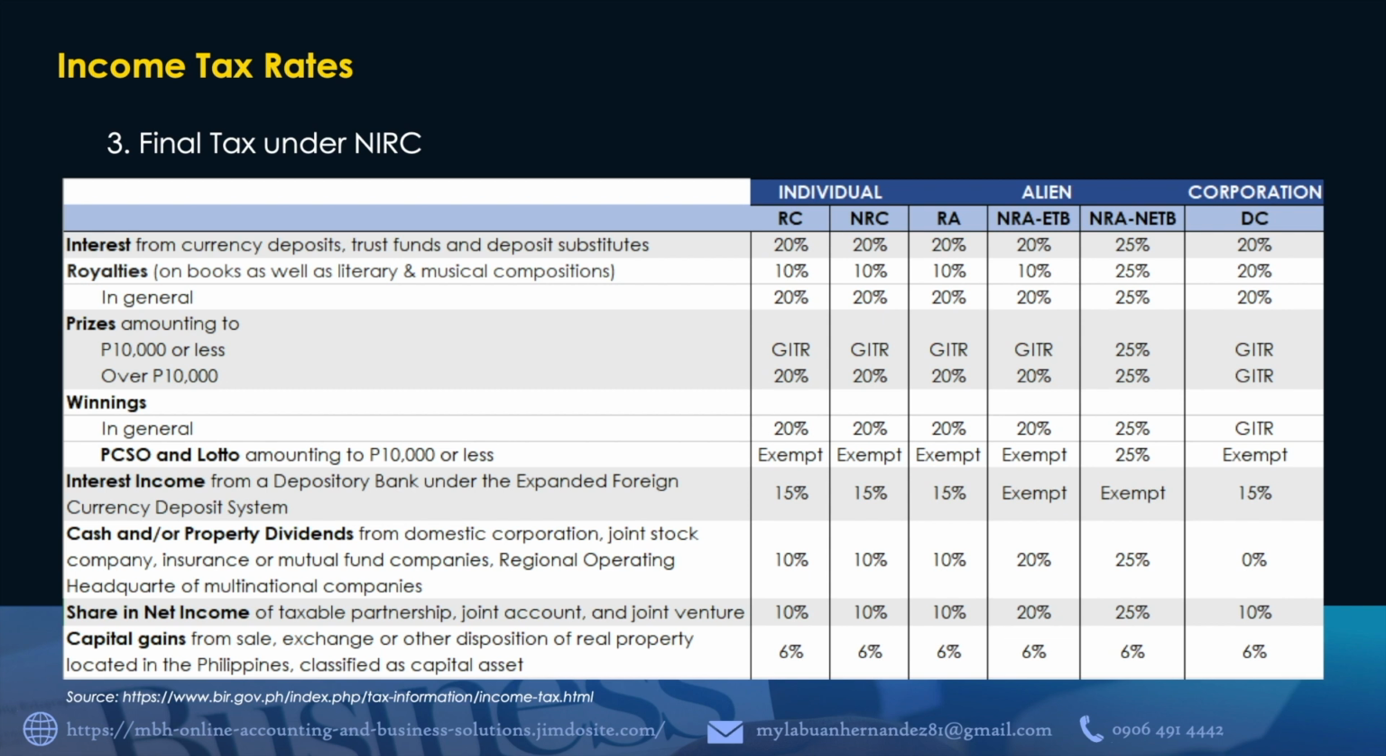Under final tax, we have the following taxable income. First, we have interest from currency deposits, trust funds and deposit substitutes, royalties on books as well as literary and music compositions, royalties in general, prizes amounting to 10,000 or less, prizes amounting over 10,000, winnings in general, winnings from PCSO and Lotto amounting to 10,000 or less, interest income from a depository bank under the expanded foreign currency deposit system, cash and/or property dividends, share in net income dividends, capital gains from sale, exchange and other disposition of real property located in the Philippines, classified as capital asset.